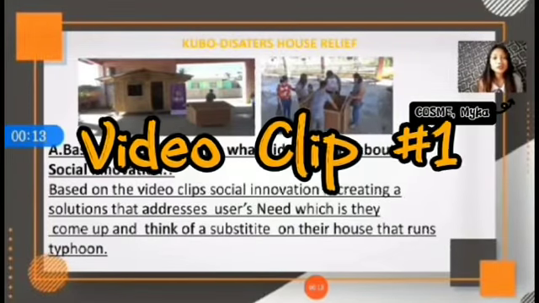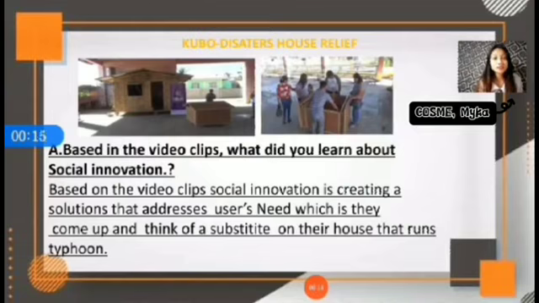Based on the illustrations, as you can see, that is a kubo, a disaster relief house. Based on the video clips, what did you learn about social innovation? Based on the video clip, social innovation is creating solutions that address users' needs. They come up with and think of a substitute for their house that is ruined by typhoons.